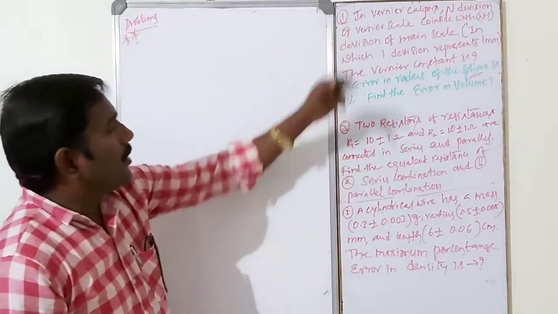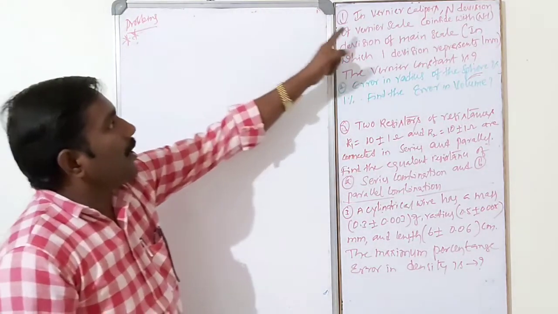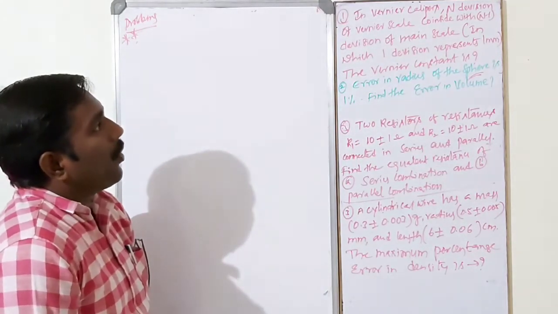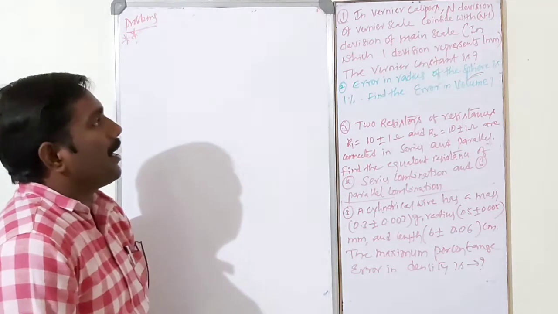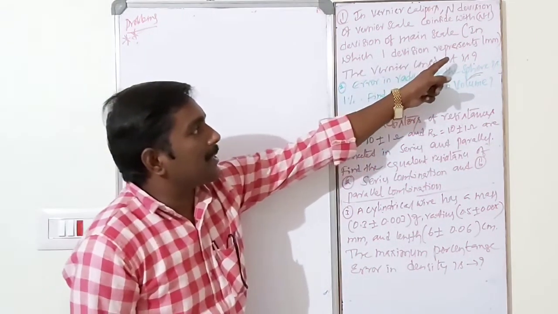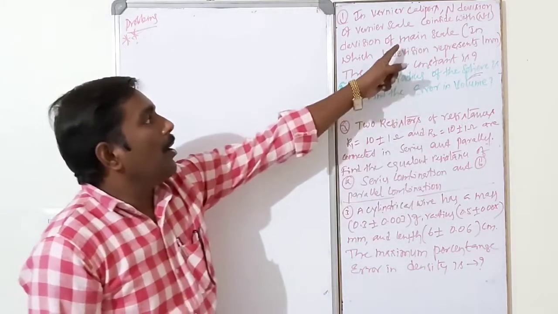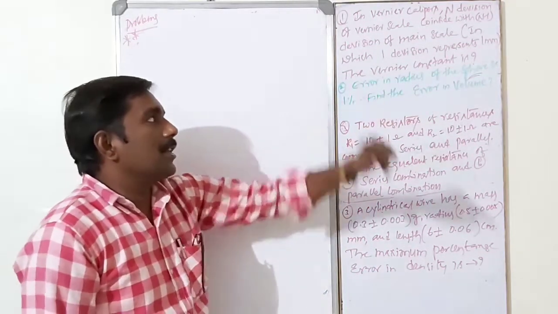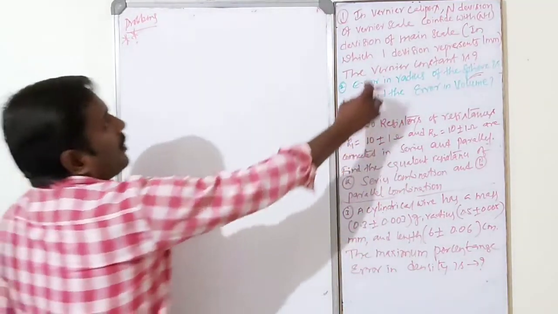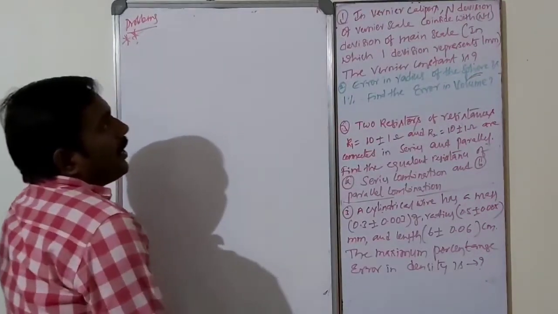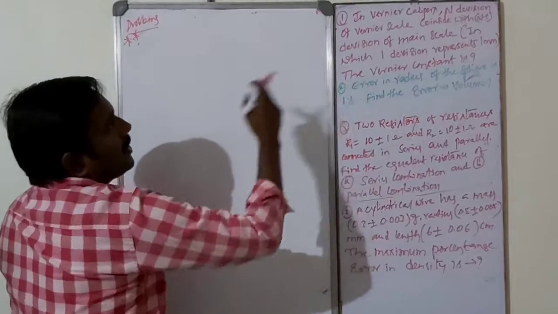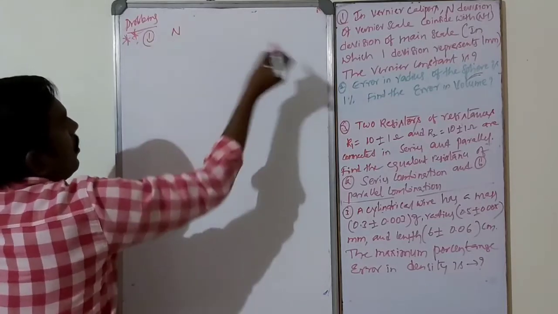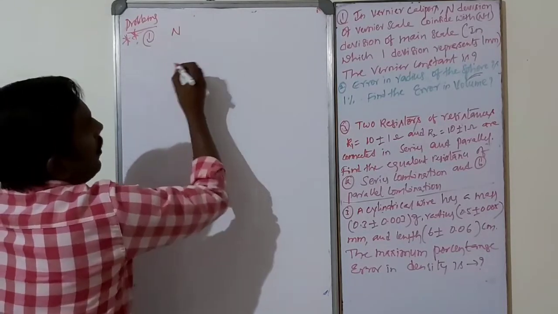So next problem is like this on the board. In vernier calipers, n divisions of vernier scale coincide with n minus 1 divisions of main scale. Each one division represents 1 millimeter, so on main scale, one division is nothing but 1 millimeter. The vernier constant is? Dear students, a very simple problem. Vernier calipers, n divisions on vernier scale.